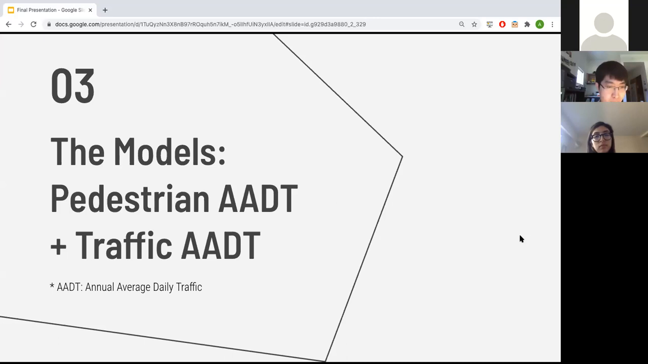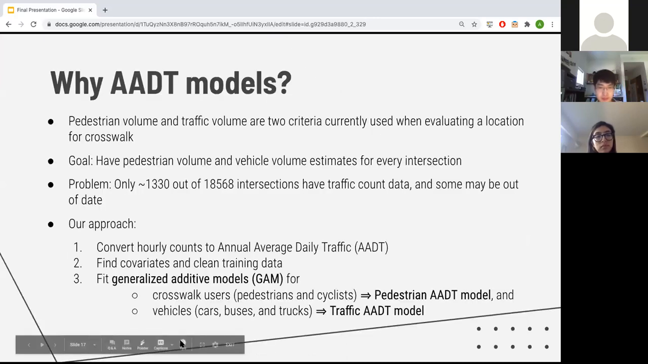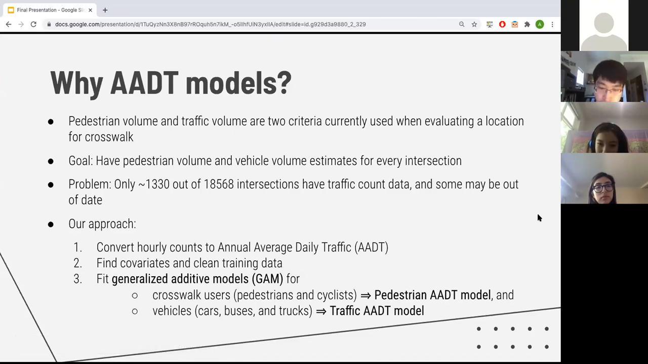Yes. In addition to being a factor in our deficiency index, another reason for needing a model is that pedestrian volume and traffic volume are two criteria currently used when evaluating a location for a crosswalk. So in the end, we want to have pedestrian volume and traffic volume estimates for every intersection. But with the data we have at hand, only 7% of intersections have traffic counts, and some are from as early as 2006, hence could be out of date.